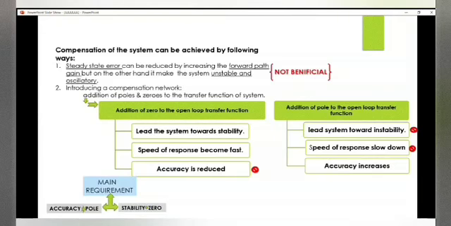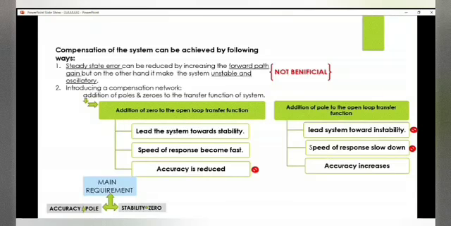The first one is steady state error. How could we reduce the steady state error? By increasing the forward path gain. But when we increase the forward path gain of any control system, on the other hand the system becomes unstable and oscillatory, which is not beneficial. So we come to another point, which is introducing a compensation network by addition of poles and zeros to the transfer function of the system.